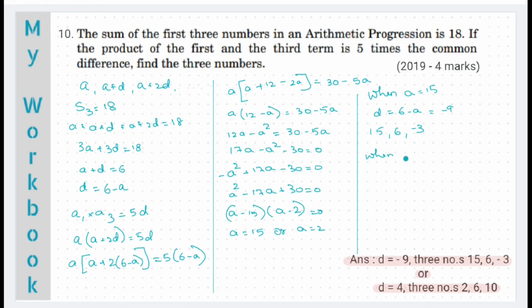When a is 2, common difference will be 6 minus 2, which is 4. And the first three terms will be 2, 6 and 10. So we have two possible solutions. When a is 15, the terms are 15, 6 and minus 3. And when a is 2, the first three terms will be 2, 6 and 10.